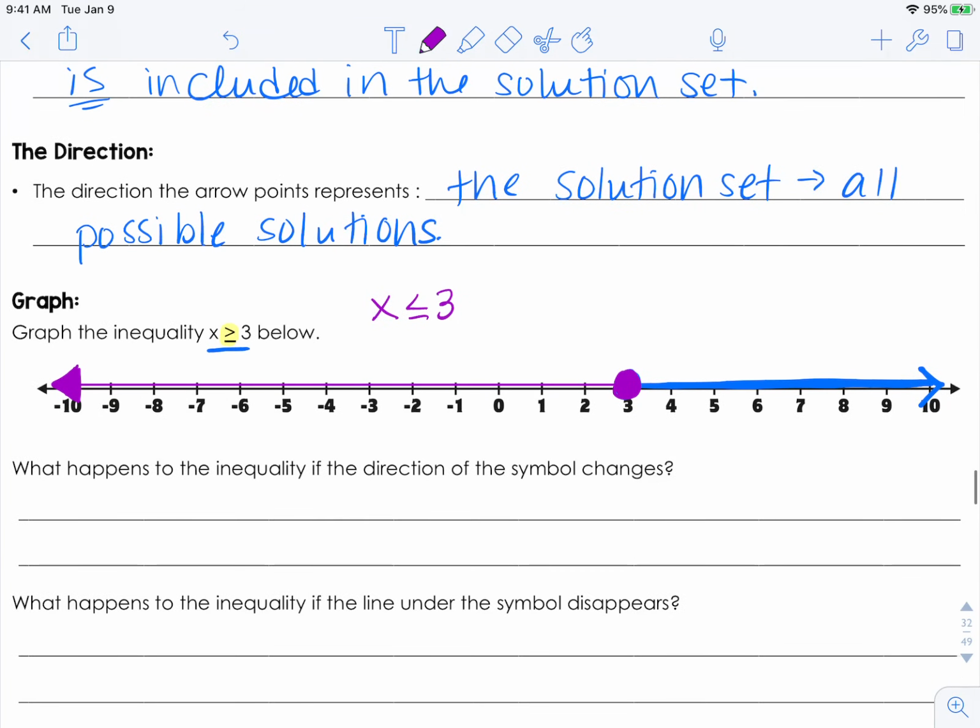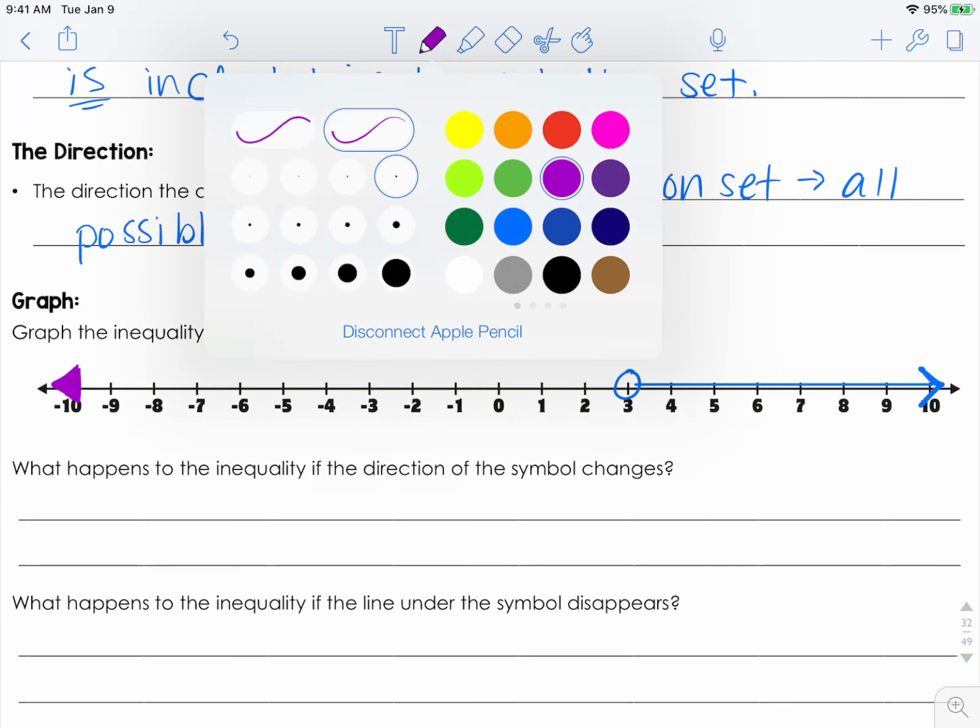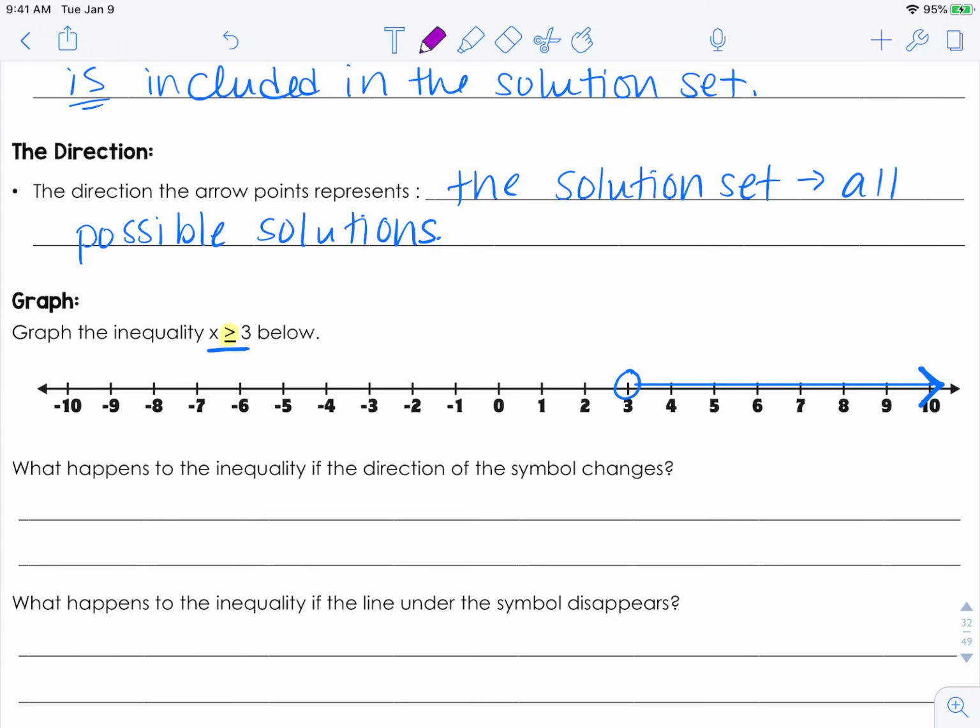Now I'm going to erase this. What happens if the line underneath the symbol disappears? So let's say instead of x is greater than or equal to 3, we have x is greater than 3. And when I erased, it actually did this for me over here. It means 3 is not included in the solution set. And here's how you can check that. If you're like, but it still says 3. Okay, well, if we put 3 in place of x right here, you end up with 3 is greater than 3. And that's not a true statement. So that's why 3 is not included. That's why the circle is not shaded in.